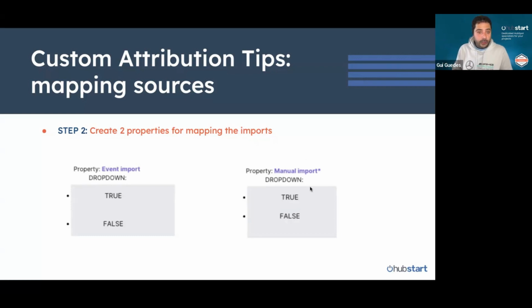Inside your business, you can have different names and different definitions for this, but the idea here is just to differentiate between imports. You can even have a single property with a drop-down saying event, webinar, conference, TEDx, or whatever types of offline interactions your company and your team may have in the future.